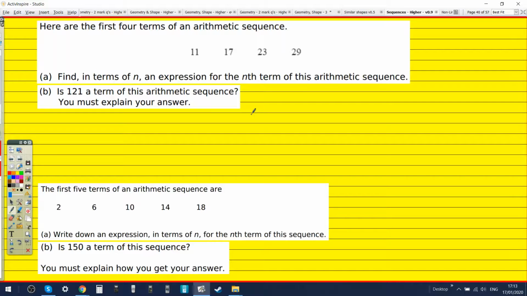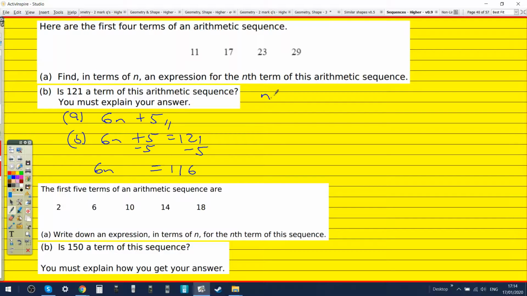Plus 6 each time, so 6n plus 5. And then 6n plus 5 equals 121. Minus 5 on both sides, you get 6n equals 116. And then do 116 divided by 6.